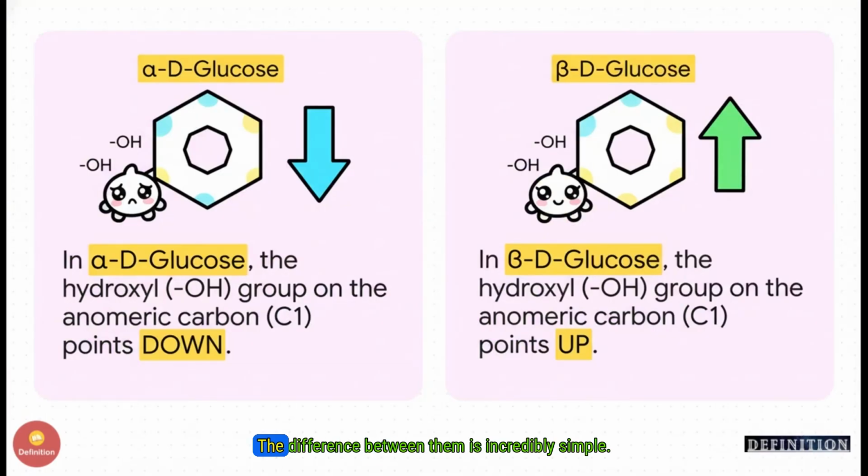And check this out, the difference between them is incredibly simple. In what we call the alpha form, the hydroxyl group on that anomeric carbon points down. In the beta form, it points up. That's it. That's the entire distinction, just up versus down. But as you're about to see, this tiny little change has massive biological consequences.